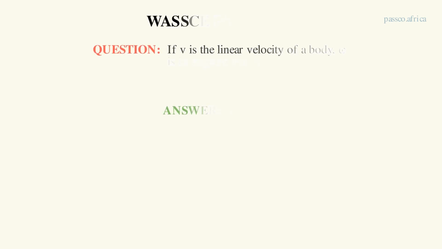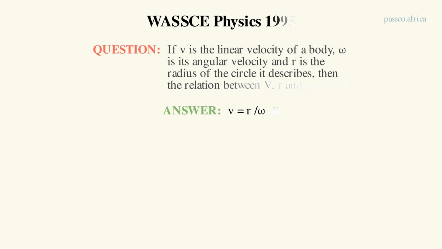Welcome to Passco Africa. Here is the question. If v is the linear velocity of a body, omega is its angular velocity and r is the radius of the circle it describes, then the relation between v, r and omega is v equals r omega. Now, try it yourself.